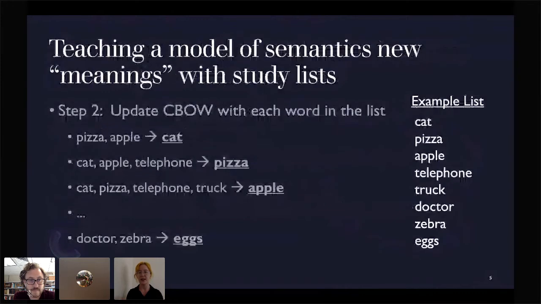If we have an example list like the one on the right, cat, pizza, apple, telephone, truck, doctor, zebra, eggs, we're going to treat each single word in this as the target of a prediction task. So we'll use cat, for example, as the outcome of the very first list that the model has to learn, and we're going to use pizza and apple as input to the model. We'll use the surrounding words to predict a word at a given index, and we'll do this with different amounts of context depending on how far we are in the list for each word in the list.